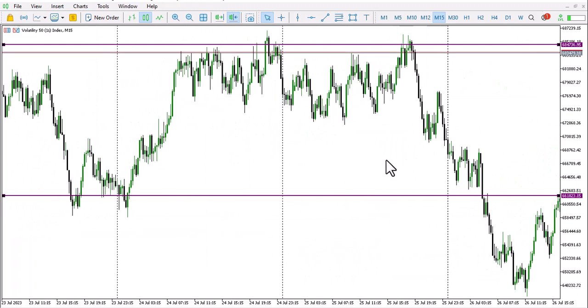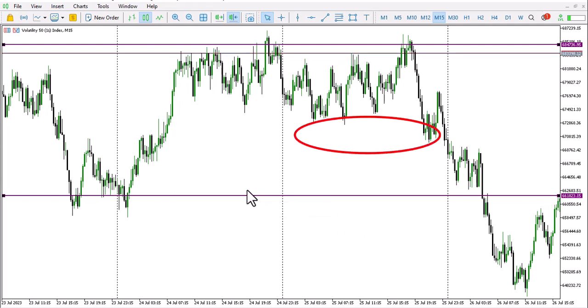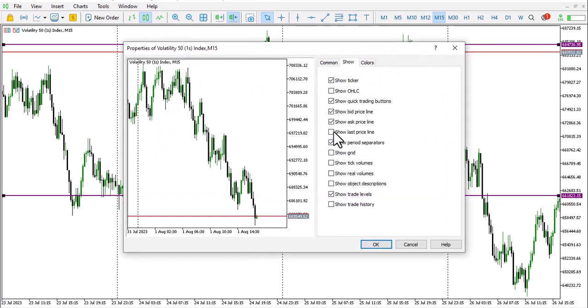Number one, we're starting by explaining these vertical dotted lines that you see on my screen. Those are period separators. Those lines show you the midnight period that you are going to be looking at. Before I go any further, let me show you how to add these lines. You right click on your mouse, go to properties, then click show period separators right here. If you click here, they disappear, and if you click show period separators, they are back.